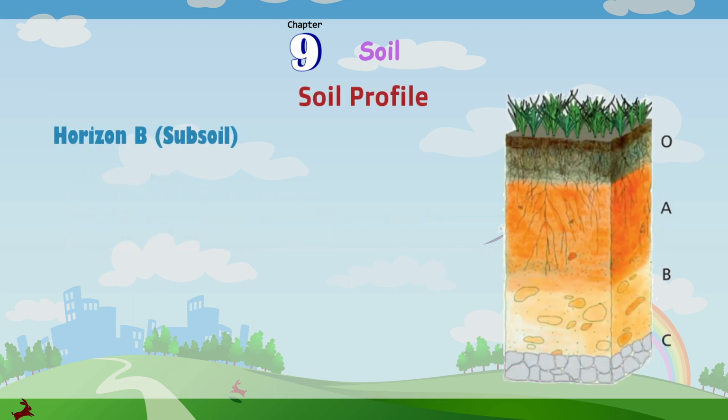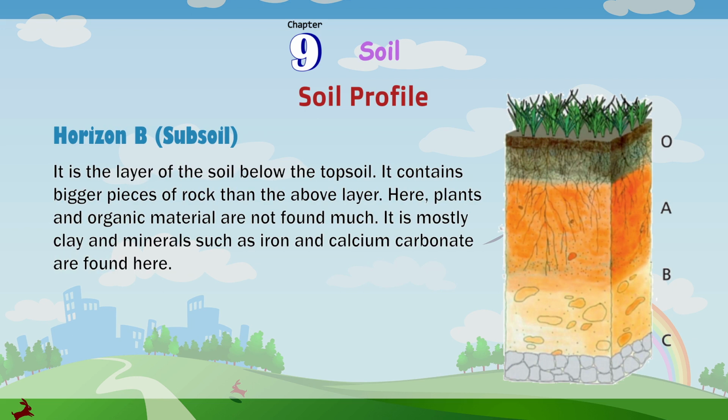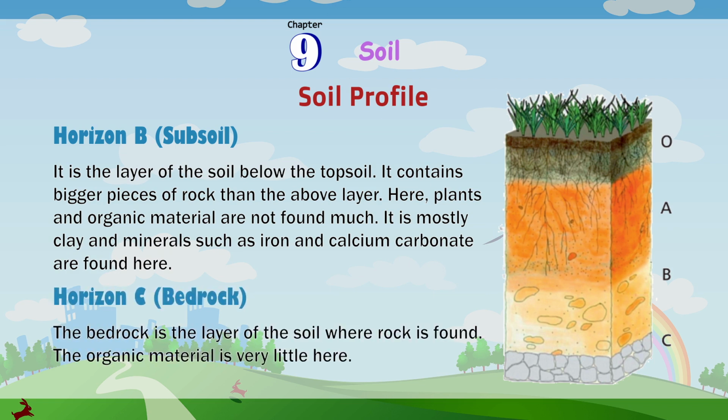Horizon B, subsoil. It is the layer of the soil below the topsoil. It contains bigger pieces of rock than the above layers. Here, plants and organic materials are not found much. It is mostly clay and minerals such as iron and calcium carbonate that are found here. Horizon C, bedrock. The bedrock is the layer of the soil where rock is found. The organic material is very little here.